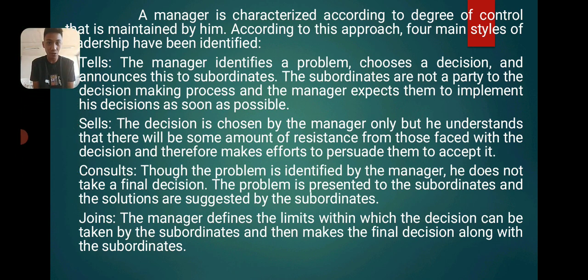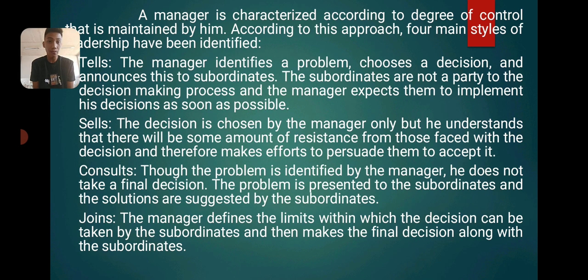The decision is chosen by the manager only, but he understands that there will be some amount of resistance from those faced with the decision, and therefore makes efforts to persuade them to accept it.